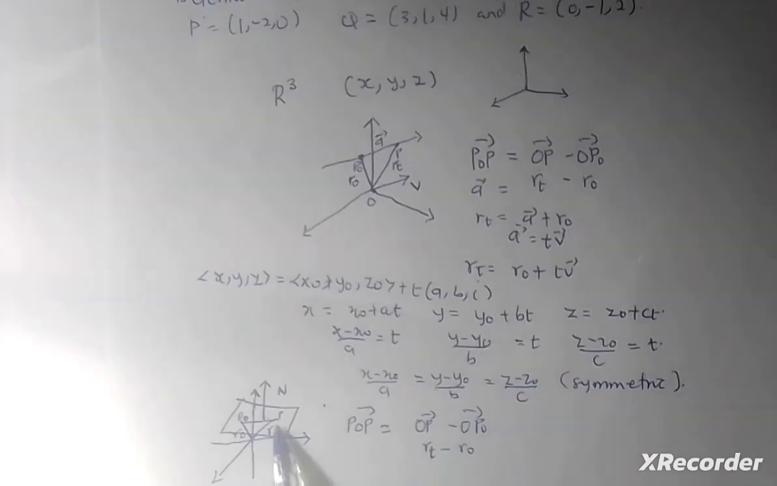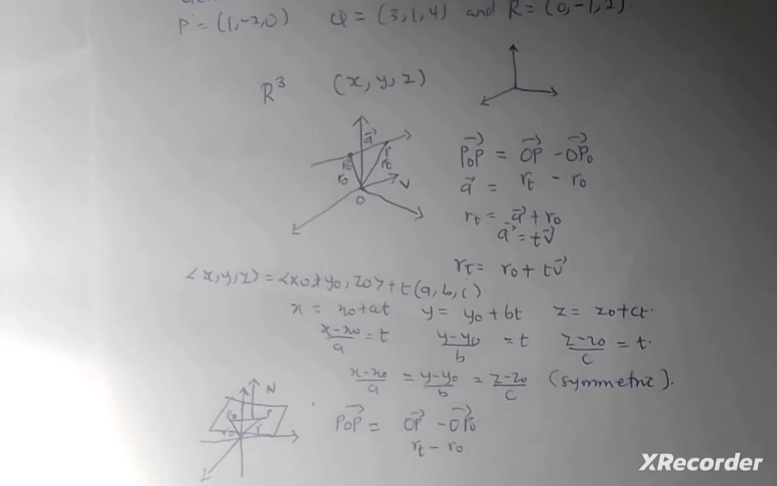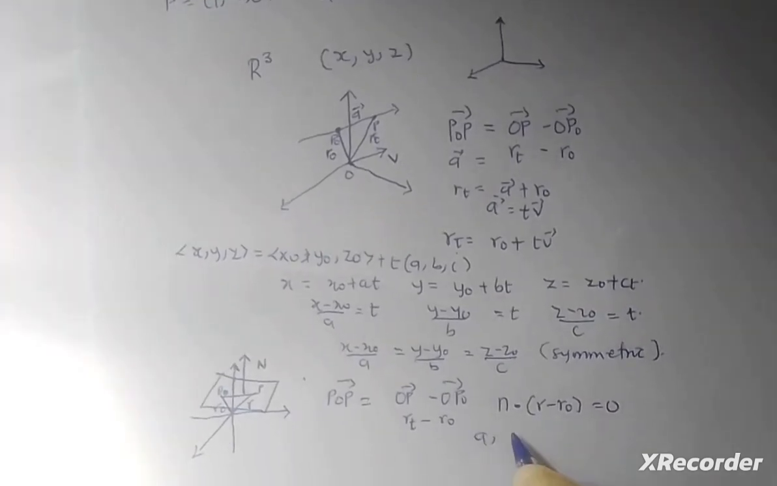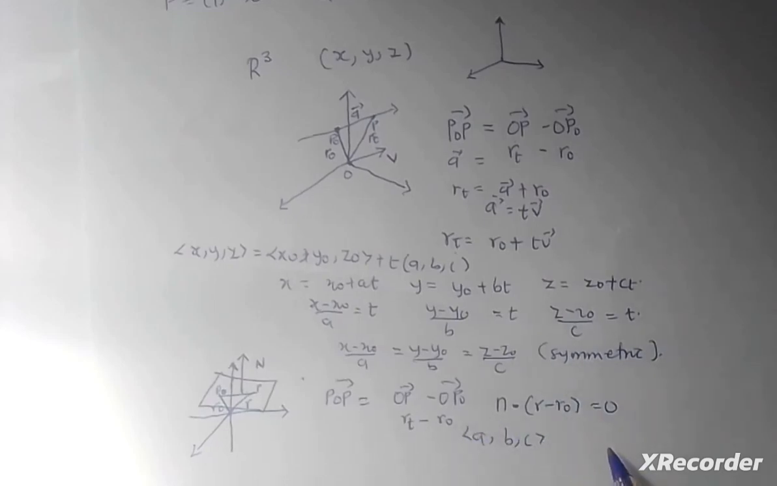And now this vector P naught P happens to be in the plane. Therefore, as the statement goes, any vector in the plane is perpendicular to the normal vector. Therefore, applying dot products, the normal vector dot (r minus r naught) should give us 0 because they are perpendicular. You know that if the angle between two vectors is 90 degrees, their dot product is 0. So that is how we got this. Our normal vector, as I said, is (a, b, c). So this is the vector equation of a plane.